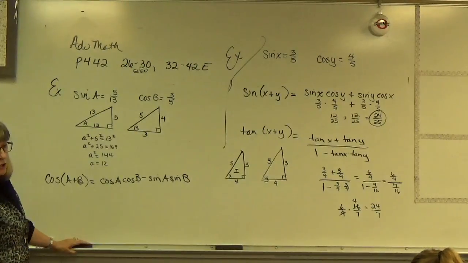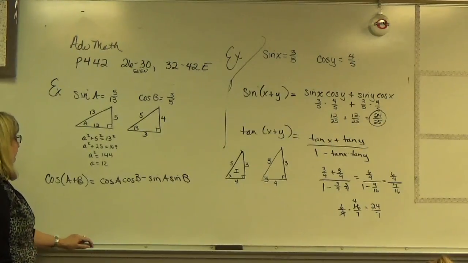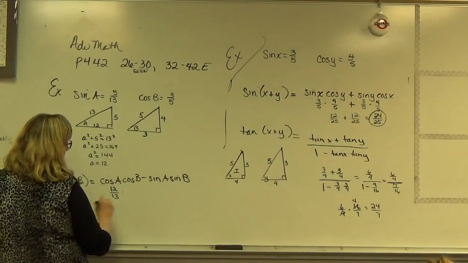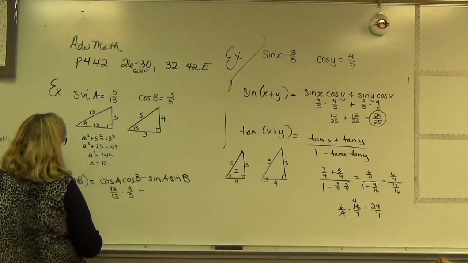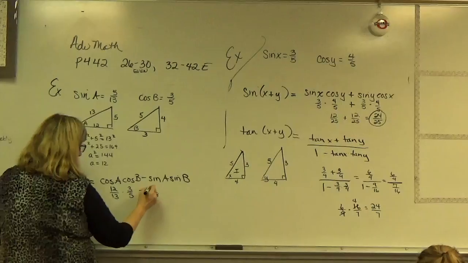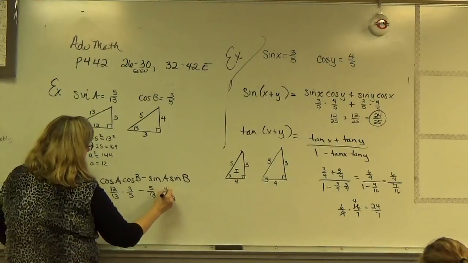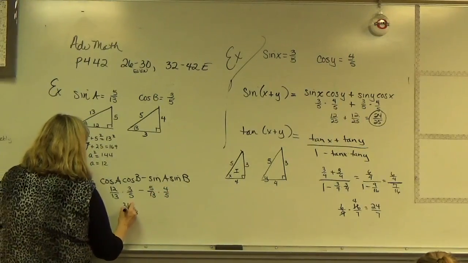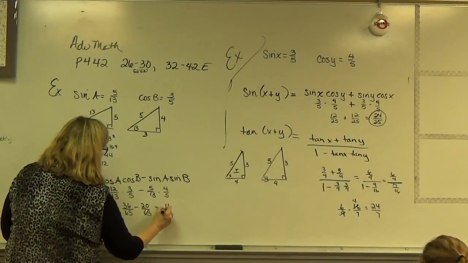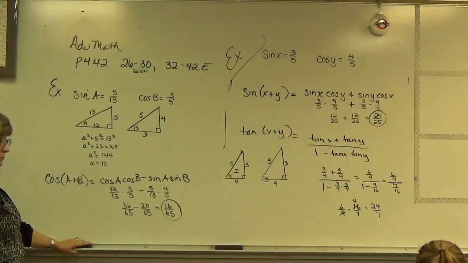Now we gotta pull that information from our triangle. What's the cosine of A? 12 over 13. What's the cosine of B? 3 over 5. What's the sine of A? Sine, remember, is opposite over hypotenuse. 5 over 13. And what's the sine of B? Again, opposite over hypotenuse. 4 over 5. So multiplying, I'm gonna get 36 over 65 minus 20 over 65. So I get 16 over 65 for a final answer.